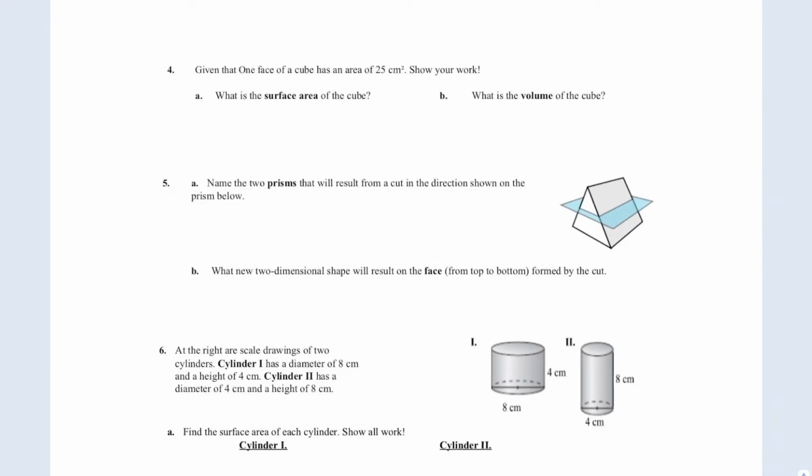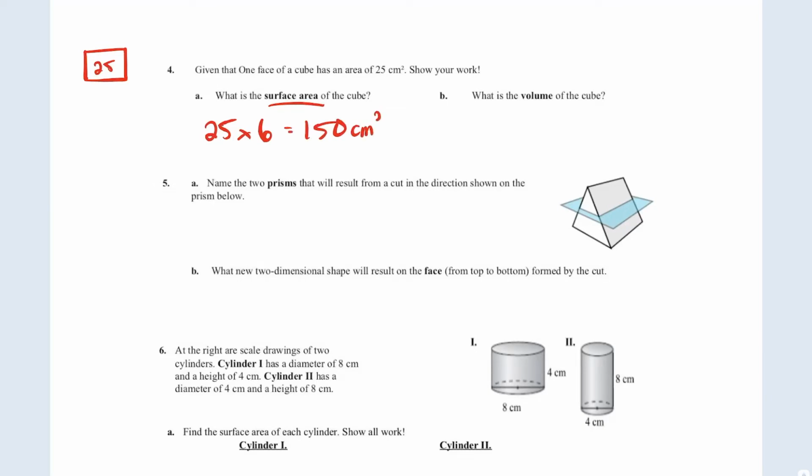Given that one face of a cube has an area of 25 centimeters squared, show your work. It didn't even tell us what it wants. They want us to find the surface area. So this cube has an area of 25, right? How many sides are there to a cube? Well, you might have assumed 6. 25 times 6 is 150.